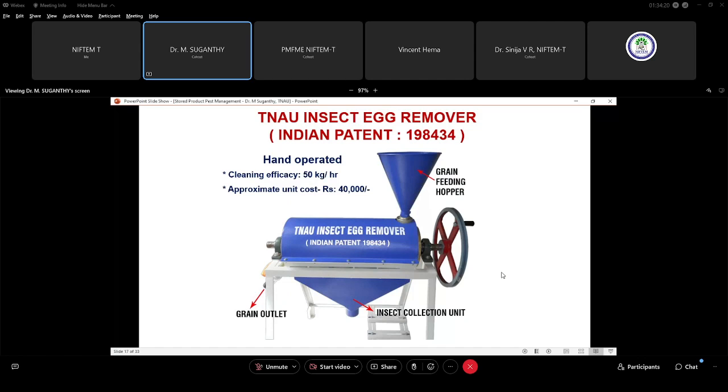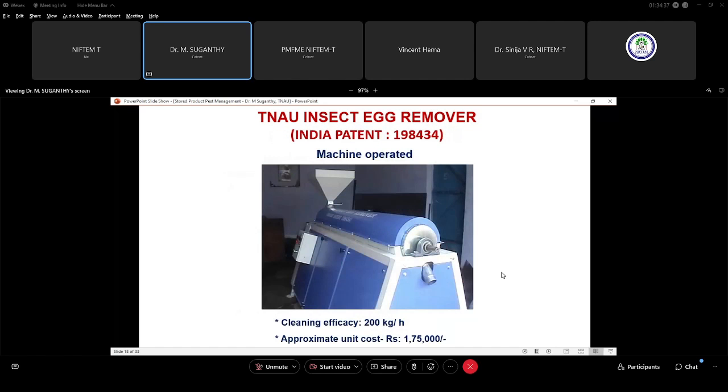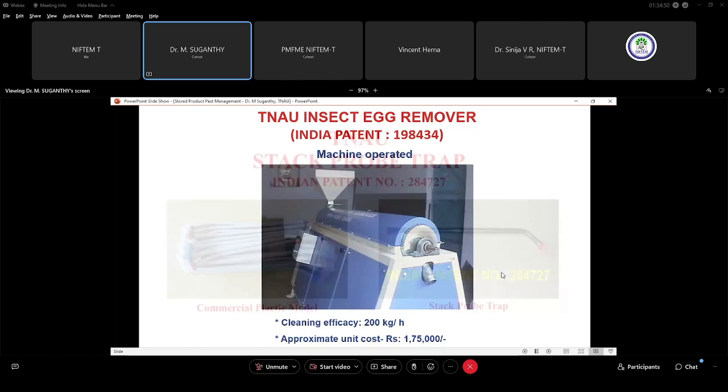We have to feed the grains inside this device. When the grain passes through the machine, the insects and the eggs of insects attached to the surface of the grains will be completely removed. So this is a machine operated insect egg remover. The cleaning capacity is 200 kg per hour and the approximate cost is 1,75,000. It is also under patent.